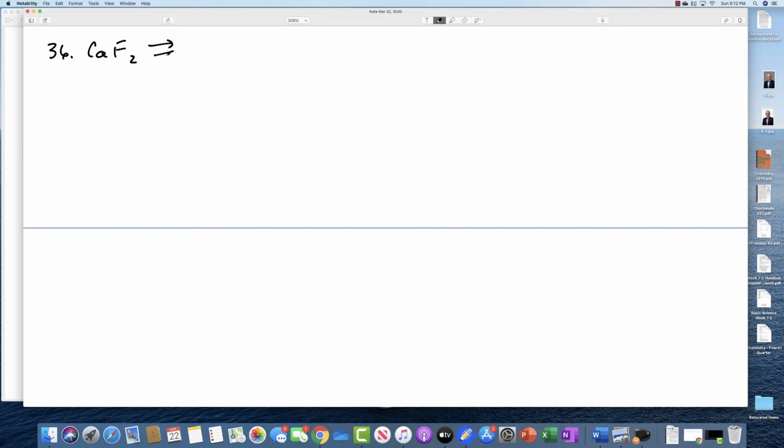That goes to form calcium ions plus 2 fluoride ions. So the KSP here is calcium 2 plus and fluoride minus squared. And what they're telling you here is that the concentration here is 0.01, and they want to know what concentration here will lead to initial precipitation.